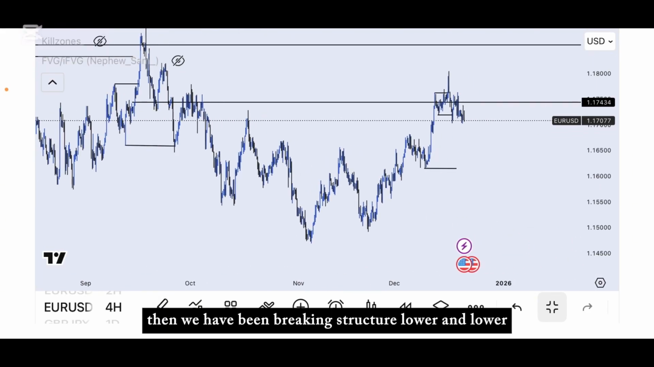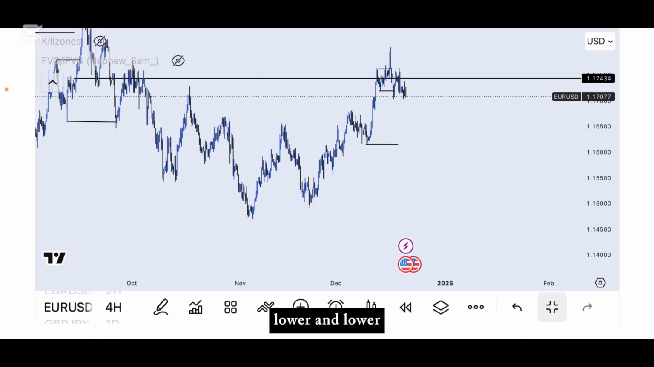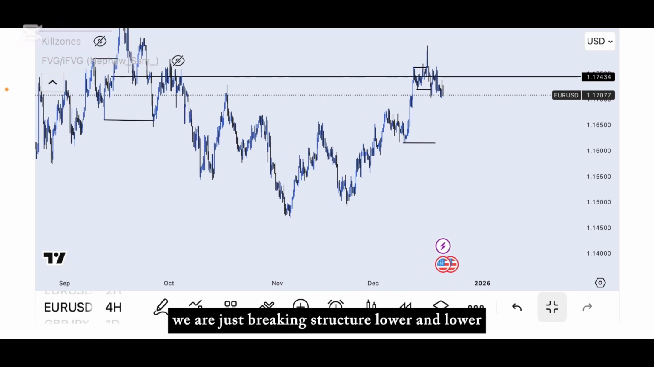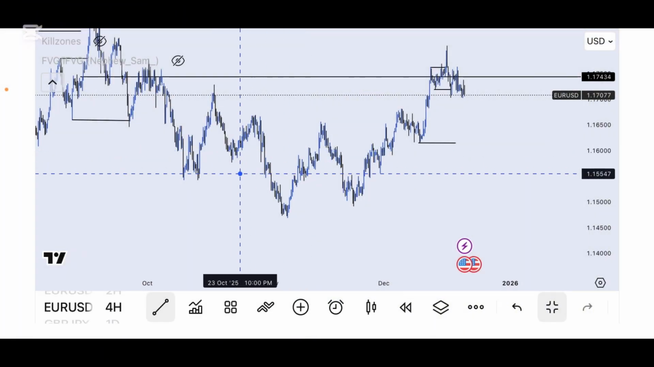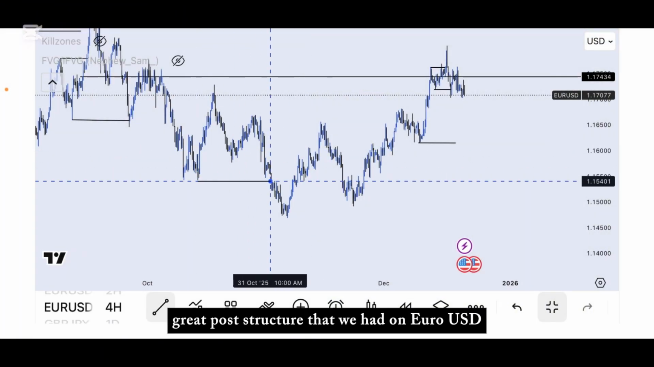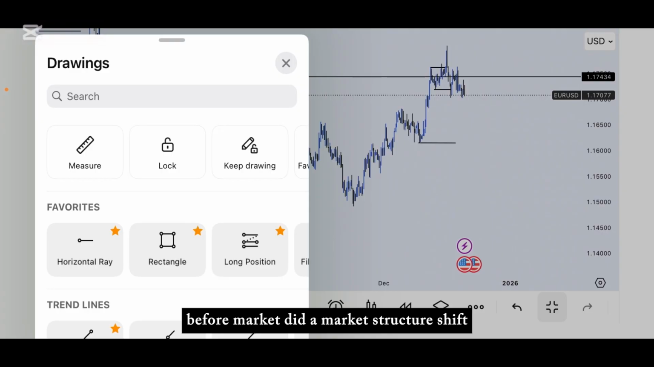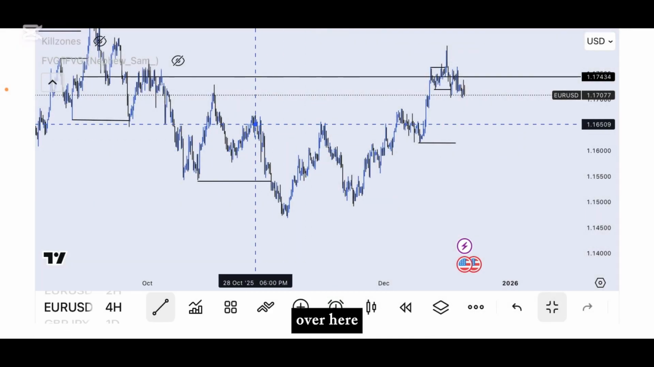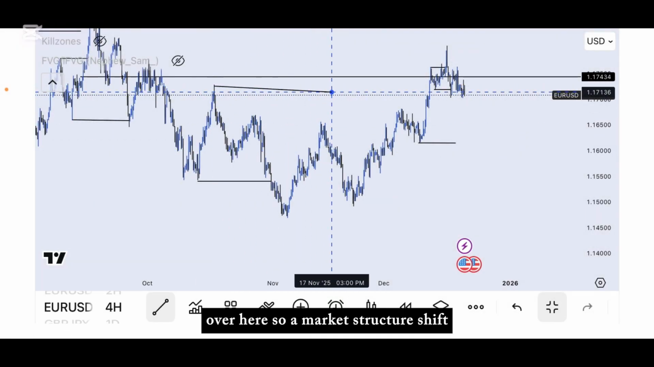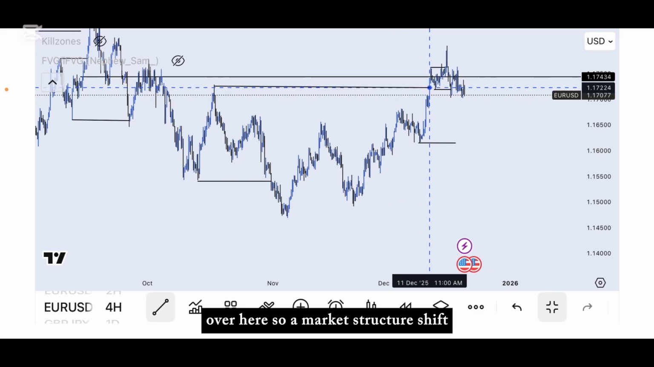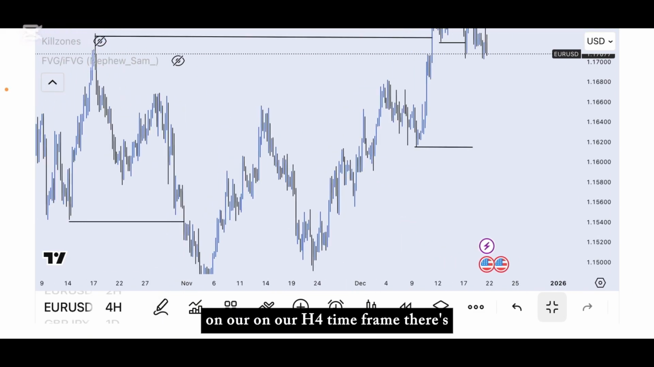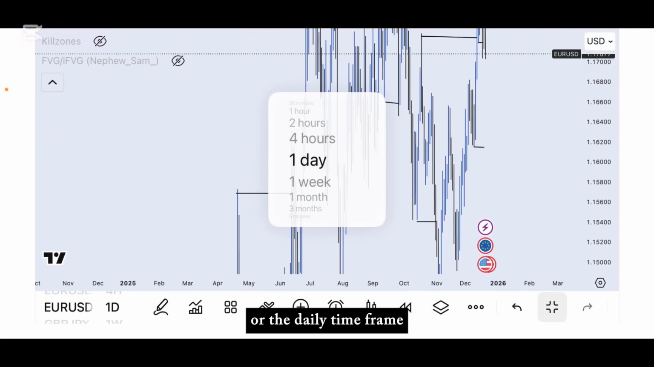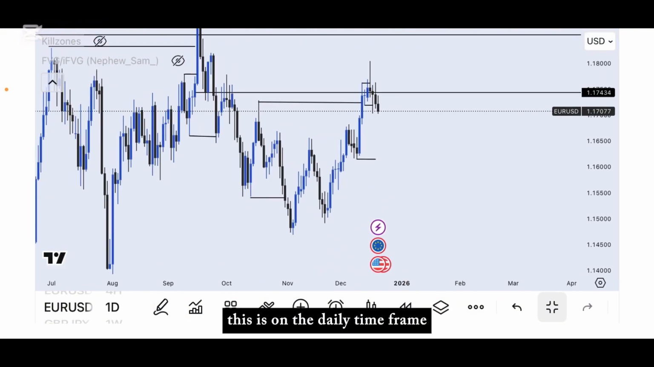Then we have been breaking structure lower and lower. So this was the last break of structure that we had on Euro USD before market did a market structure shift over here. This is on our H4 time frame, or the daily time frame. It gives it on the daily time frame.